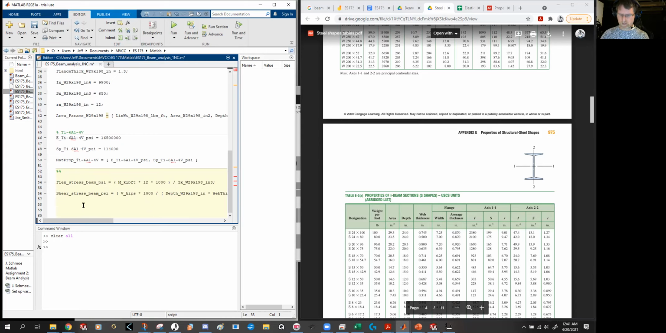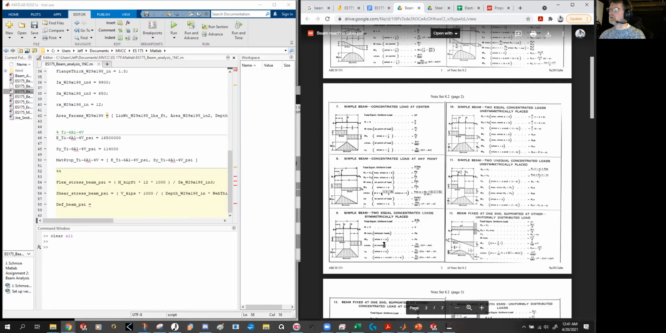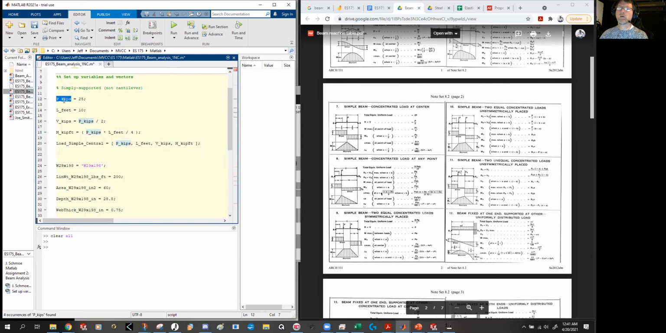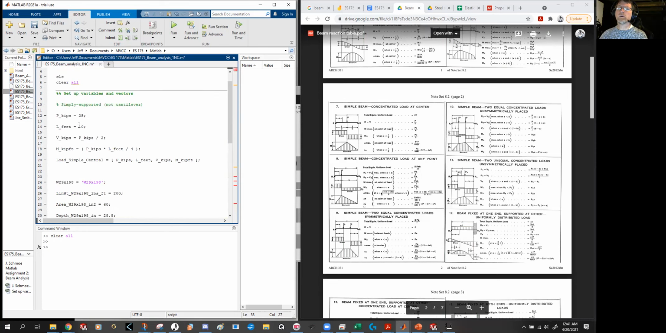Let's do deflection. Deflection of the beam in PSI equals, all right, so our deflection over here is going to be like this, concentrated load at the center, and delta max is right here, PL cubed over 48 EI. So equals P, which is way up here, times L, which is also way up here.